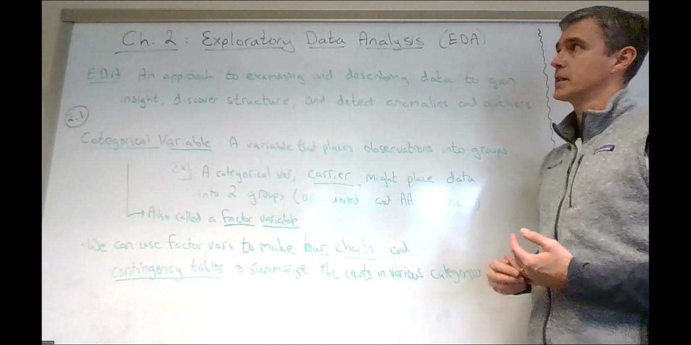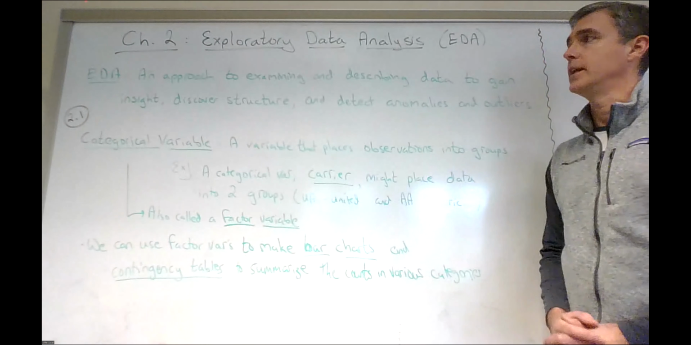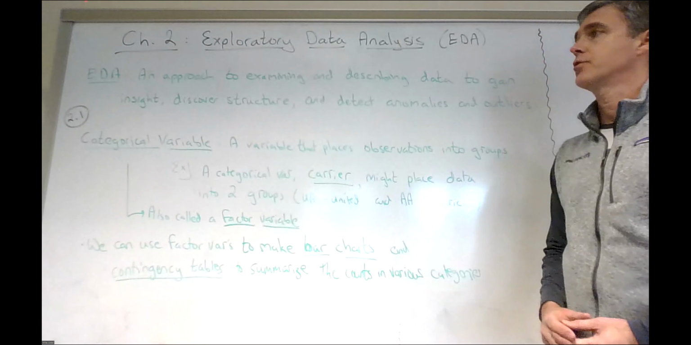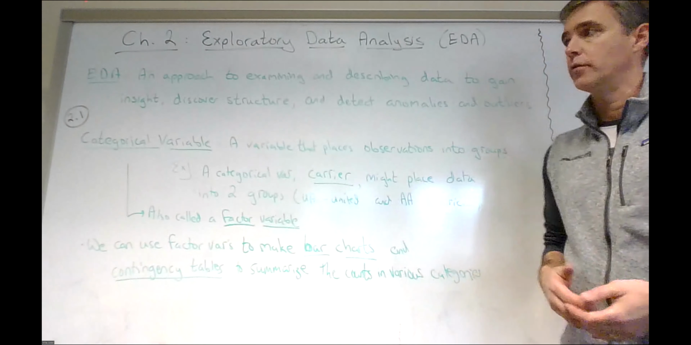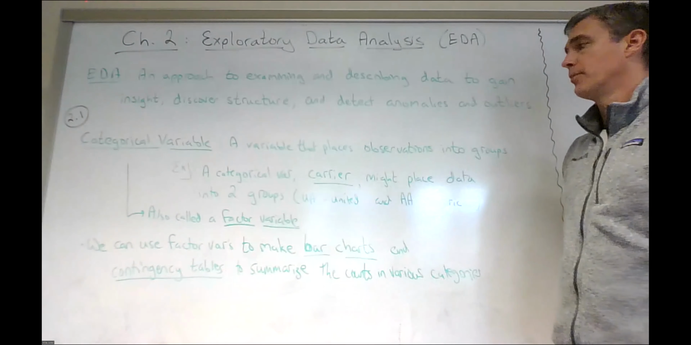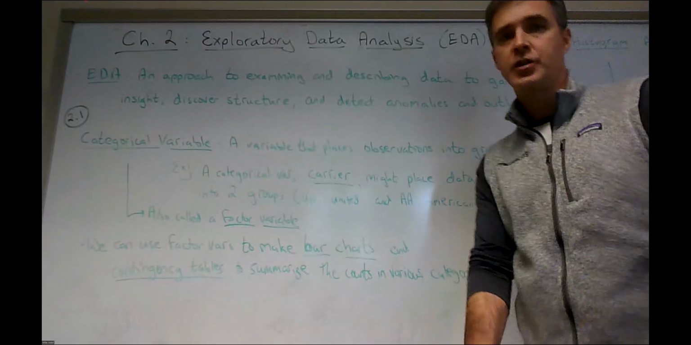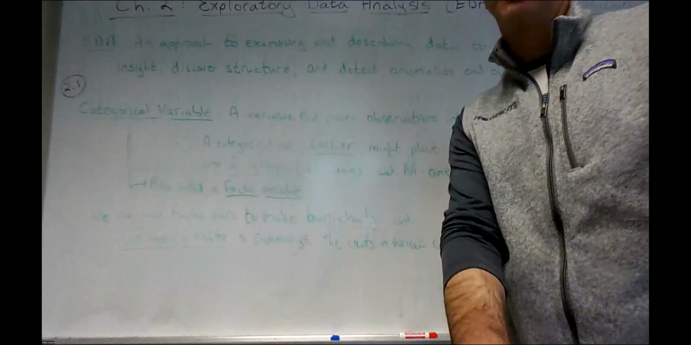So EDA, exploratory data analysis, is an approach to examining and describing data to gain insight, discover structure, and detect anomalies and outliers, okay? Now, one of the terms we'll be using is that our data will be arranged via variables that we're interested in. One type of variable is a categorical variable, and a categorical variable is a variable that places observations into groups. So, for example, a categorical variable could be carrier, and that's to denote airline carrier, okay?